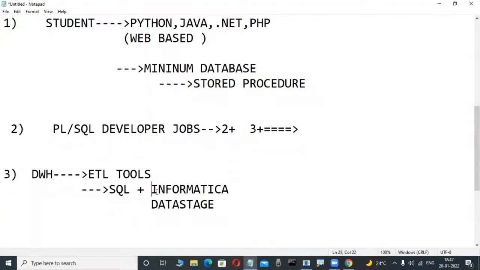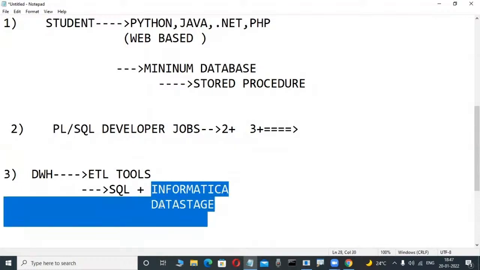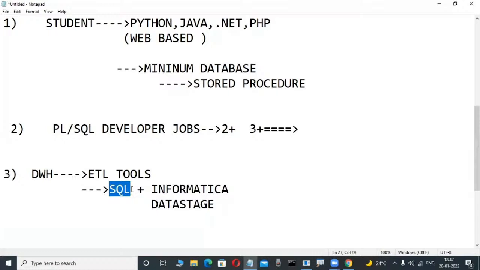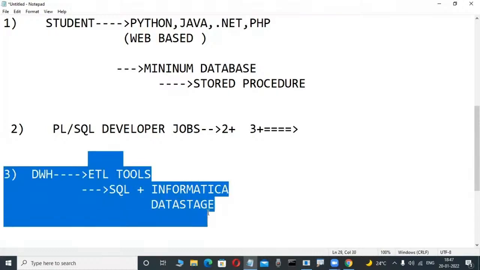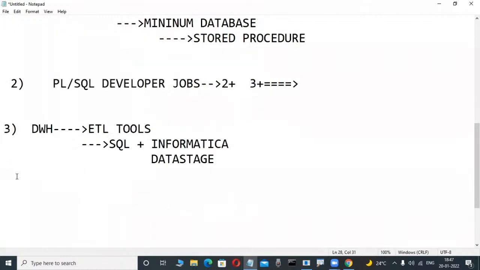These ETL tools have a graphical user interface. Minimum knowledge of SQL is required, which is why they learn these courses for these jobs. Again, there are business analysts, that is a reporting programmer. They learn reporting tools only, and they get jobs in an easy way.